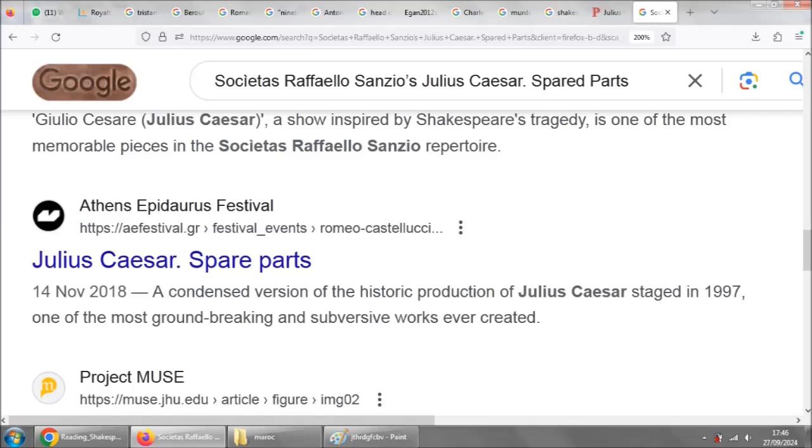A condensed version of the historic production of Julius Caesar staged in 1997, one of the most groundbreaking and subversive works ever created. Oh yeah, they created it 19 years later after Raffaello Sanzio's Society. So we can see that there is something strange going on. You see? And so the thing is, many people who know Shakespeare.